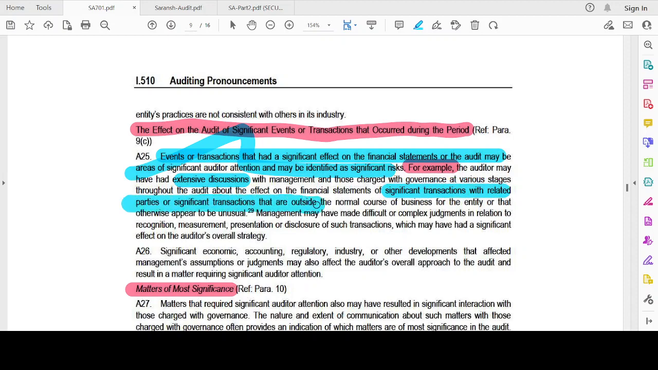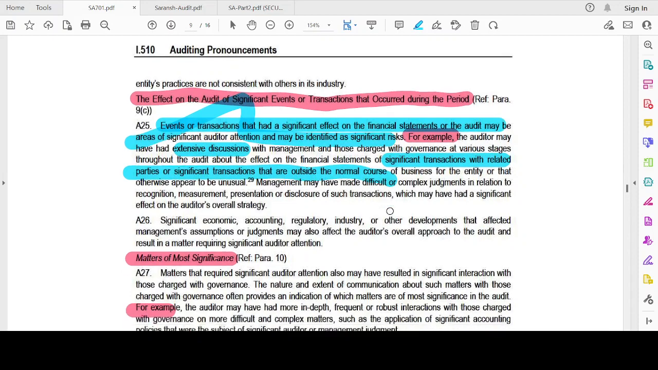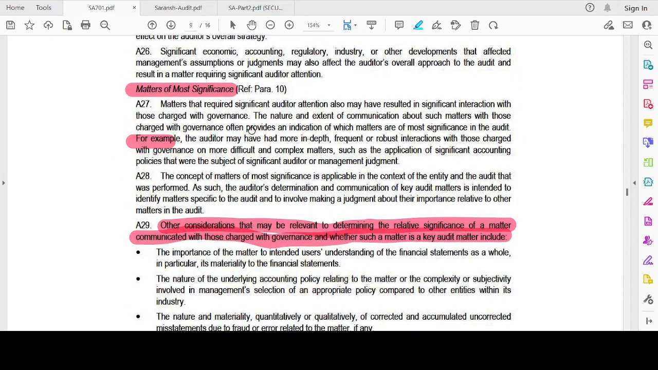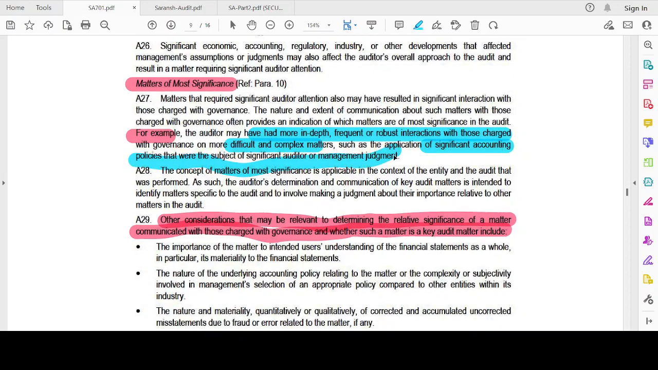Okay, significant of the normal course of business. Those could be transactions that have occurred during the period having a bearing on the key audit matter. Now, matters of most significance. For example, an auditor may have a more in-depth, frequent, robust interaction with those charged with governance on more difficult and complex matters, the application of significant accounting policies which are subject to significant auditor or management judgment.